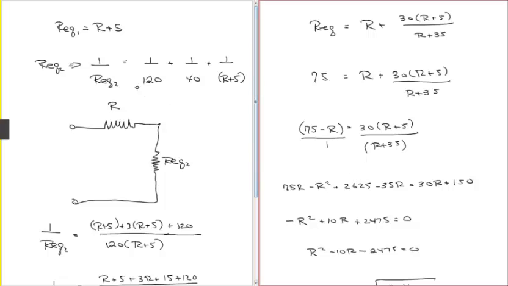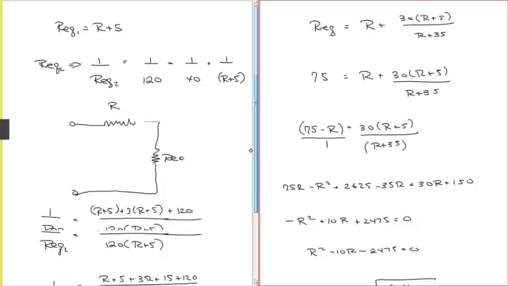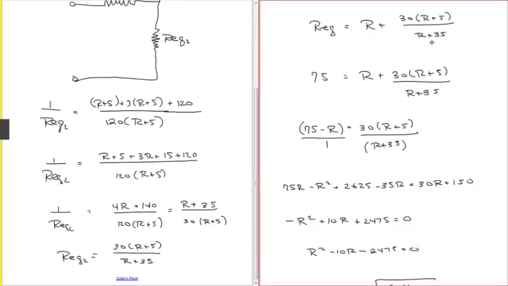So now we took these two resistors in series, which is where you add the resistors. We knew that the final equivalent resistance is going to be R plus Req2, which was this. We knew that this was measured to be 75 ohms. So we subtracted R from both sides.